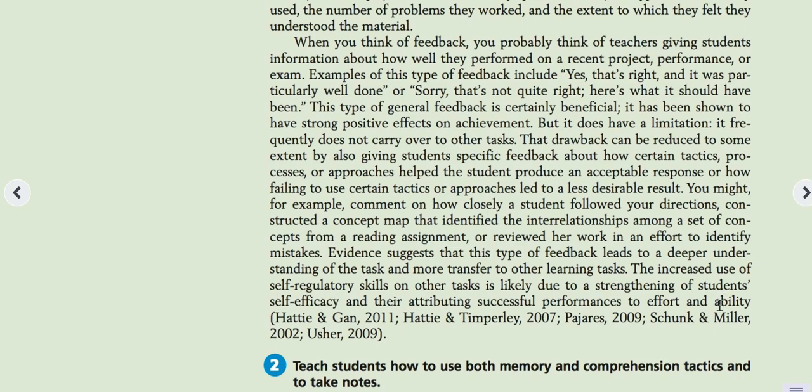That drawback can be reduced to some extent by also giving students specific feedback about how certain tactics, processes, or approaches help the student produce an acceptable response, or how failing to use certain tactics or approaches led to a less desirable result. You might, for example, comment on how closely a student followed your directions, constructed a concept map that identified the interrelationships among a set of concepts from a reading assignment, or reviewed her work in an effort to identify mistakes. Evidence suggests that this type of feedback leads to a deeper understanding of the task and more transfer to other learning tasks. The increased use of self-regulatory skills on other tasks is likely due to a strengthening of students' self-efficacy, and their attributing successful performances to effort and ability.